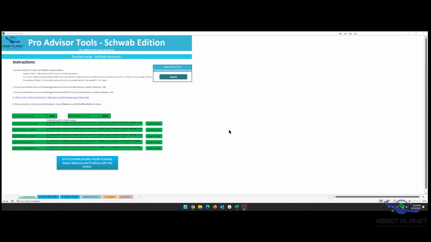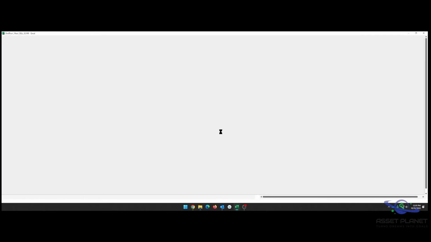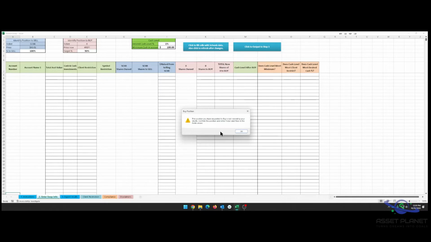Let's examine how our program deals with new symbols that you might not already own already. So you're swapping, you're going to be buying something brand new, and you're selling something that you already have in your portfolios. Again, for illustrative purposes only, this is all fictitious in our test samples. Yes, we'd like to import from the cash balances and positions in our test folder. And we reveal the position you have requested is not currently owned. Confirm the position, enter the ticker and price.